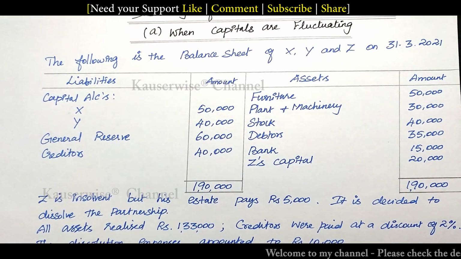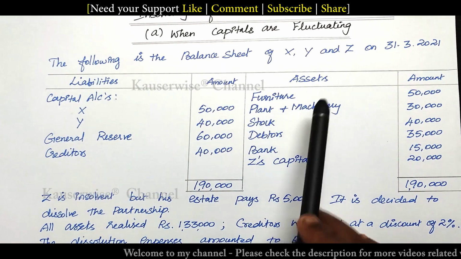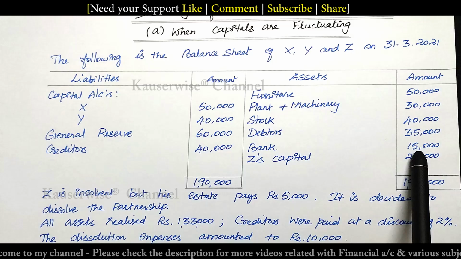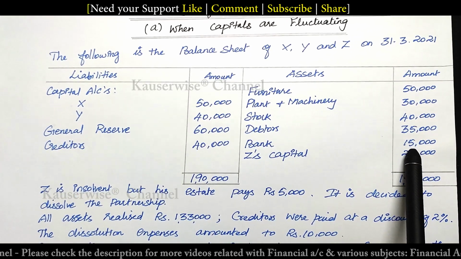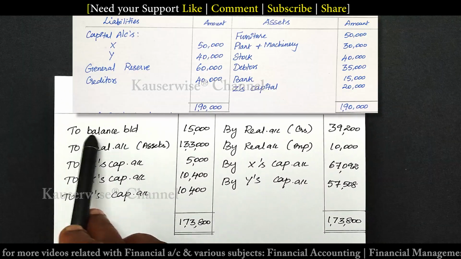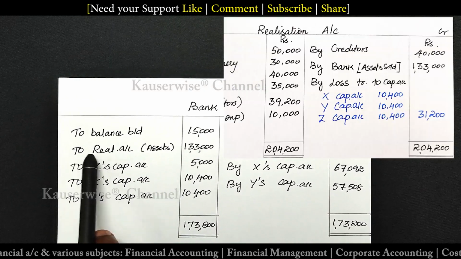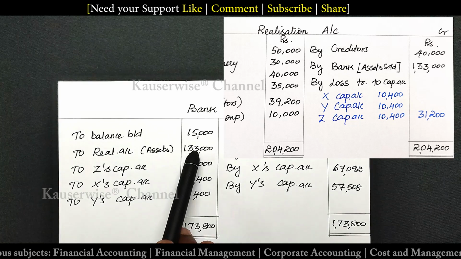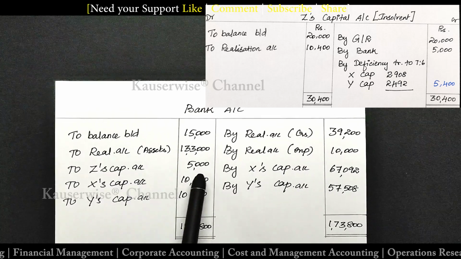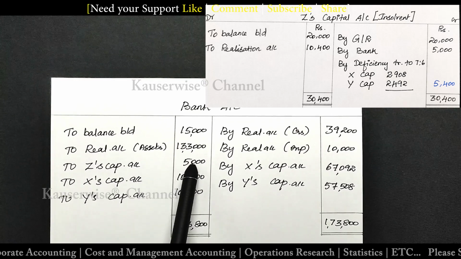See the problem. While you prepare the bank account, you have to start with the opening balance. Here we have the bank balance. How much? On the asset side, bank balance 15,000. So this is the debit balance. To balance brought down 15,000. It is given on the asset side. And then to realization account, this is the assets realized for cash, 1,33,000 receipt. And then Z's capital, that is the insolvent partner contributed 5,000, which is given in the adjustment. This is also one kind of receipt.